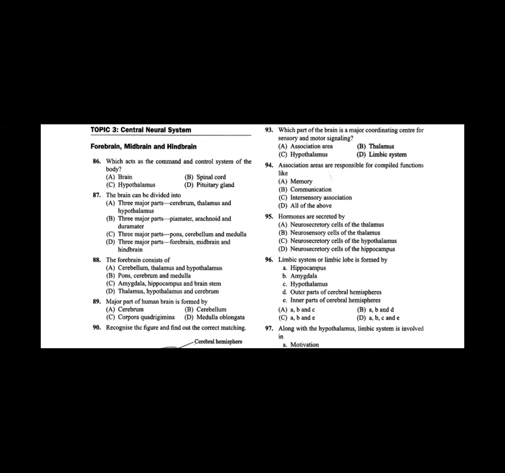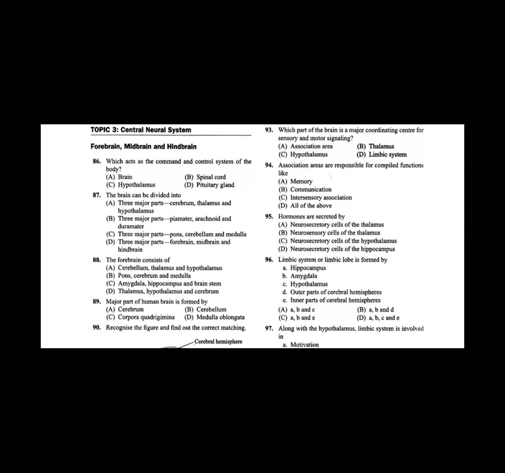Now, the whole brain is divided into three parts. We know that they are forebrain, midbrain, and hindbrain. Question number 86: which acts as the command and control system of the body? We know that the command and control system of the body is the brain. So the answer here is A, brain, because the brain can receive a stimulation, process it, and then transfer a message. That's why we call the brain a control and coordination system.